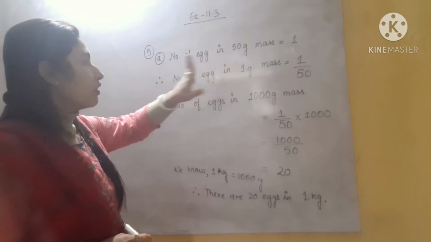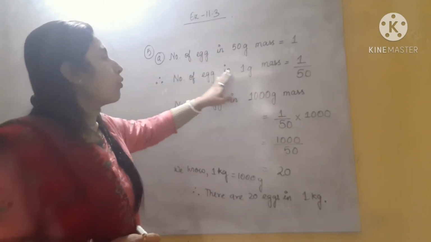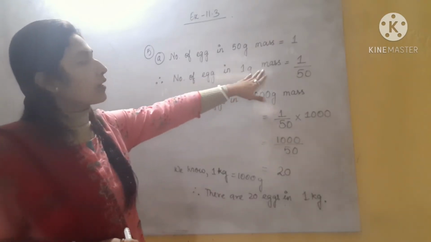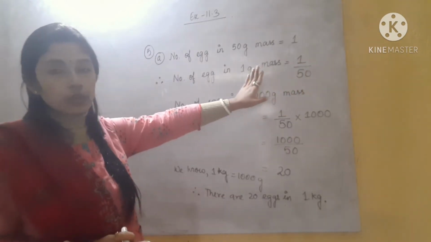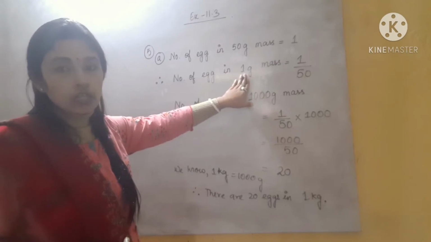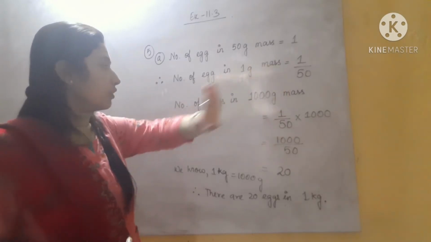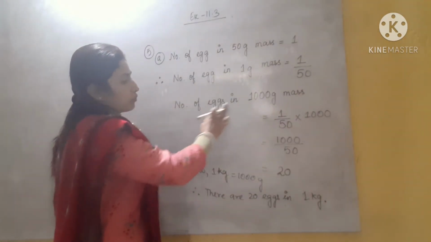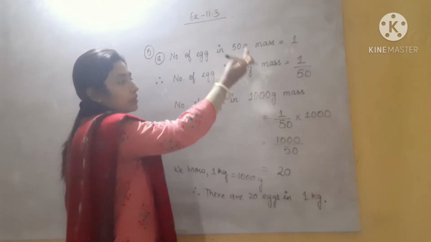So first of all we will find how many eggs will be there in 1 gram mass. So the number of eggs in 1 gram mass will be 1 by 50. This is called the unitary method because here we are finding for 1 gram. So now we can easily find for more than 1 gram.